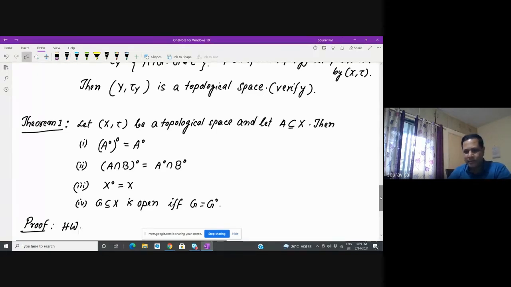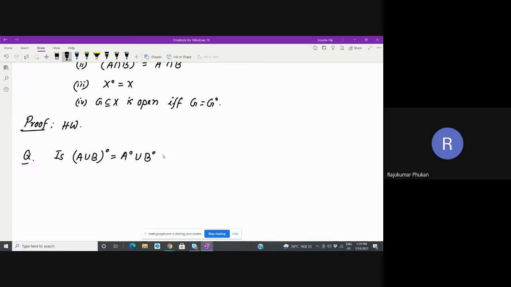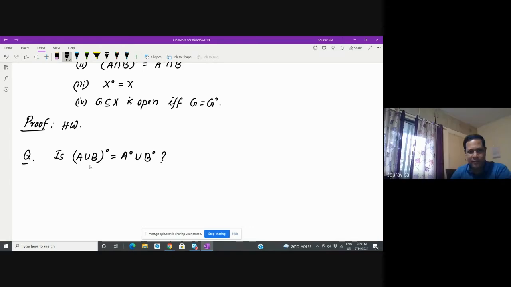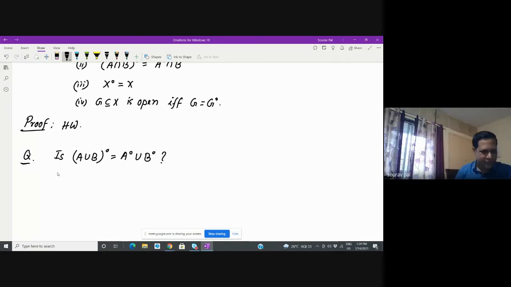And the question that I ask, I'm just writing down: is the interior of A union B equal to A interior union B interior, always? No, that is false. It is not true in general.